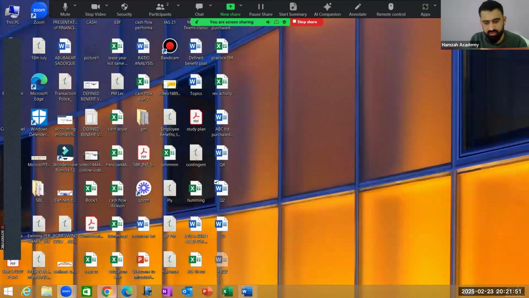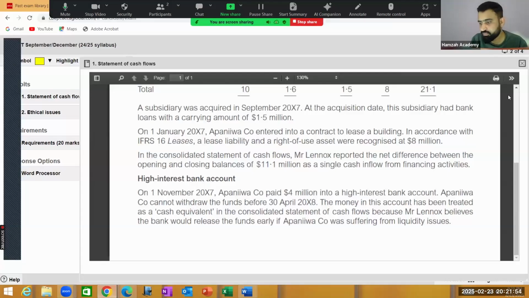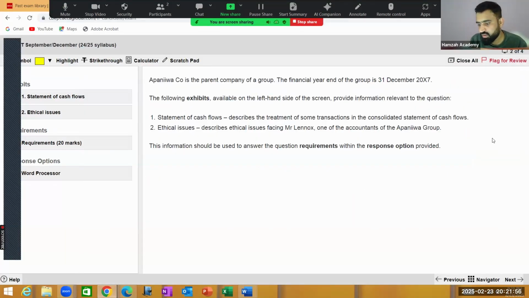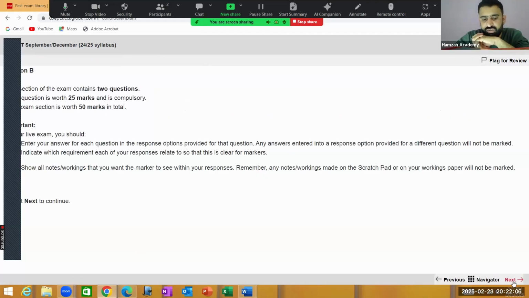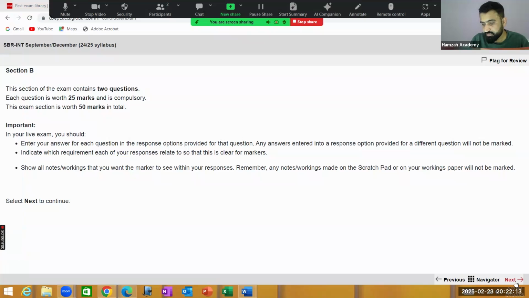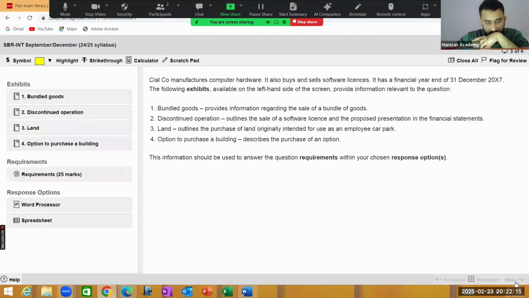Now, after question number 2, we will be moving towards Part B. And in Part B, we are having question number 3.